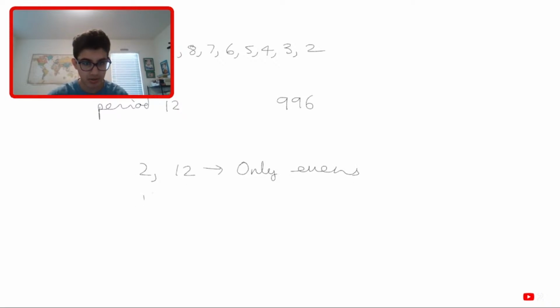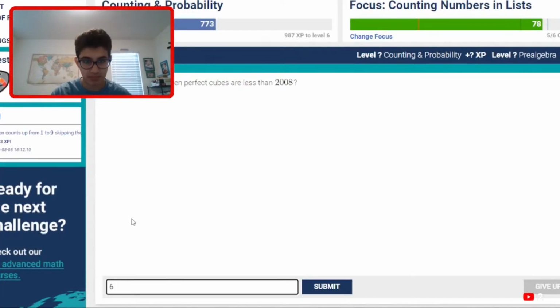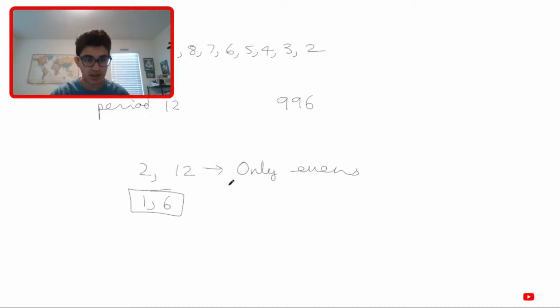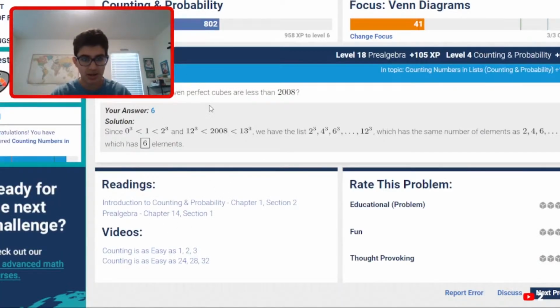We can divide it all by 2. We go from 1 to 6 if you divide it by 2, so that's 6. So there's 6 perfect positive even cubes. And what we did here was we took the cube roots, which works because each cube root will correspond to exactly one perfect cube. Instead of finding the cubes, we just looked at the cube roots.